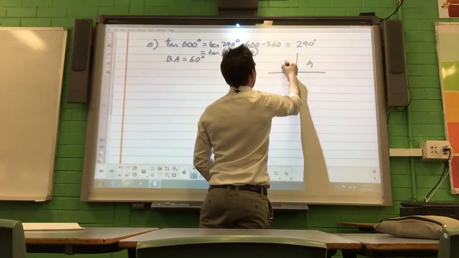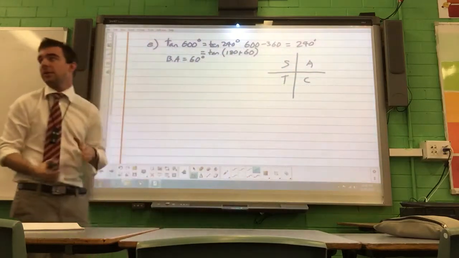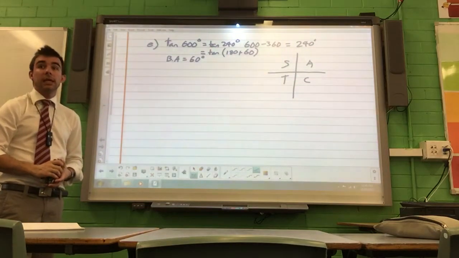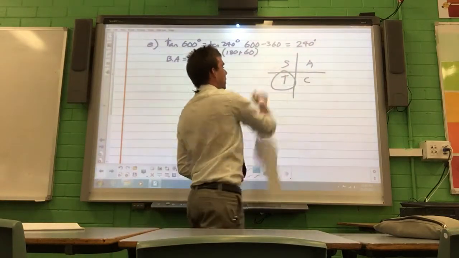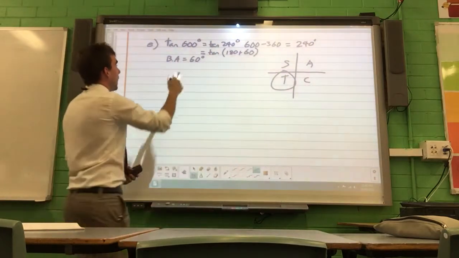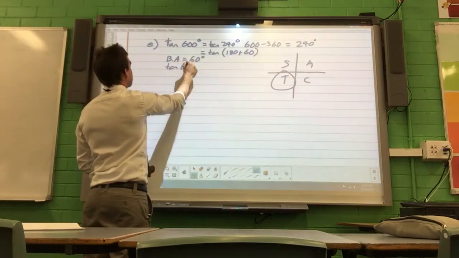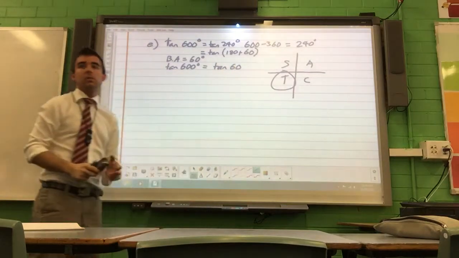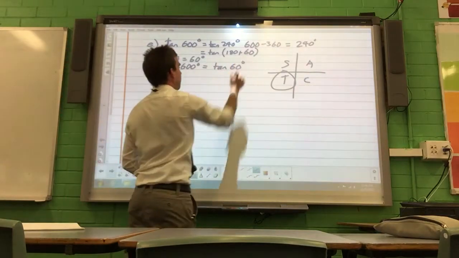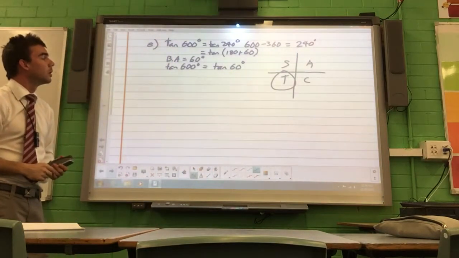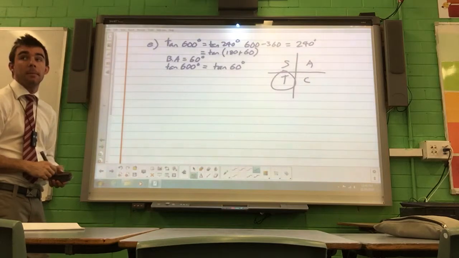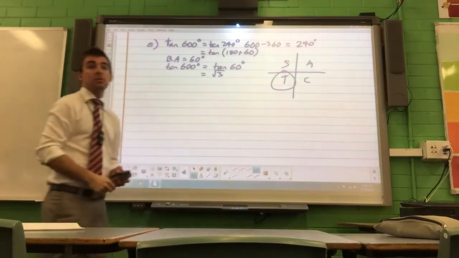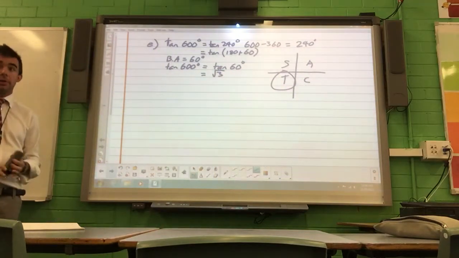Consider your number plane. Which quadrant were we referencing again? Third, okay, and tan is positive. So tan of 600 degrees is going to be equivalent to tan of the basic angle in the positive direction. So tan of 60 is root 3. So tan of 600 is equal to root 3.